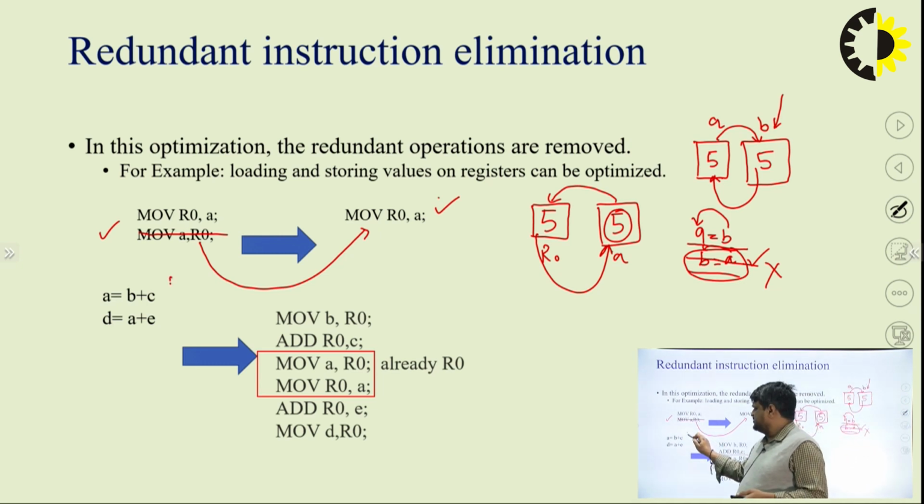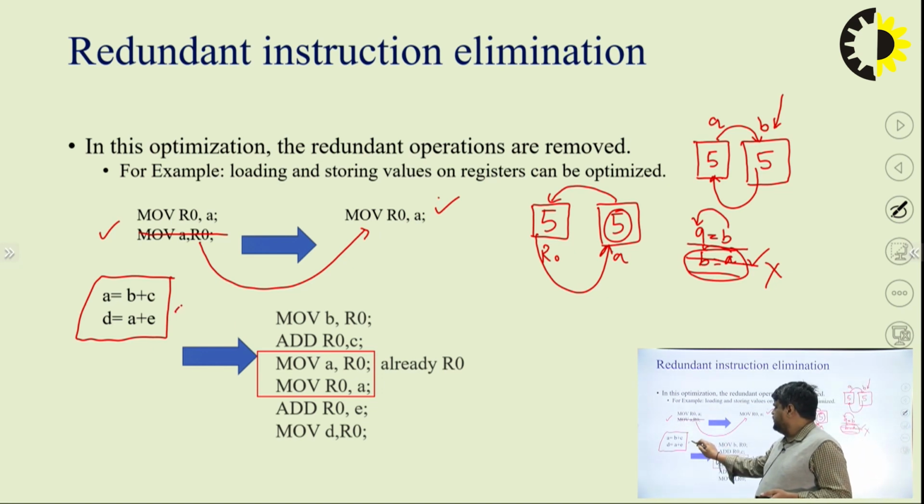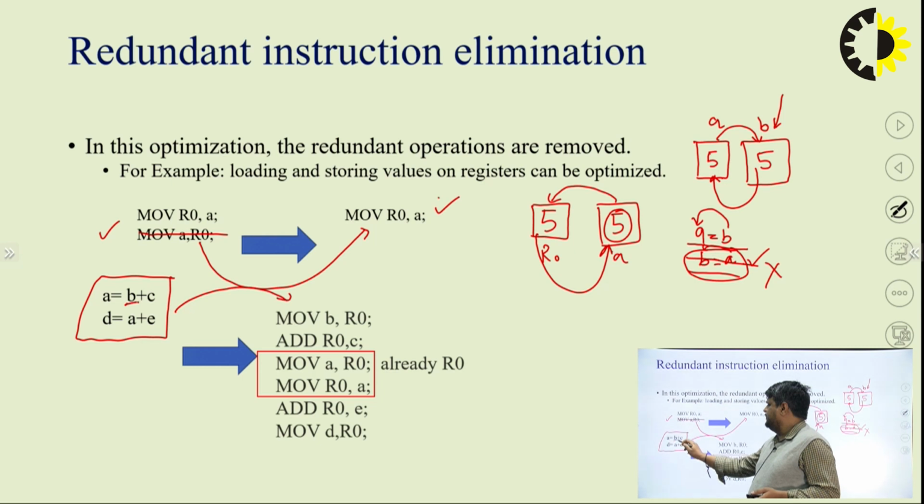Let's say the source code is written in this manner. A is equal to B plus C. After that, I have written D is equal to A plus E. So the corresponding assembly code will be this one. What does this code say? You have to perform addition of B and C and write the value into A. After that, you have to add E with A and store the value into D.